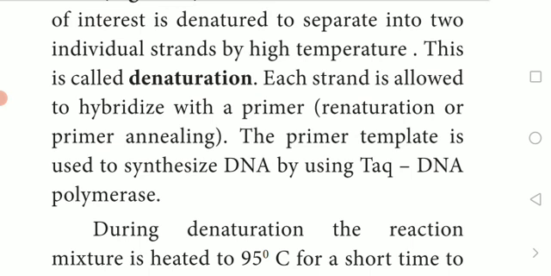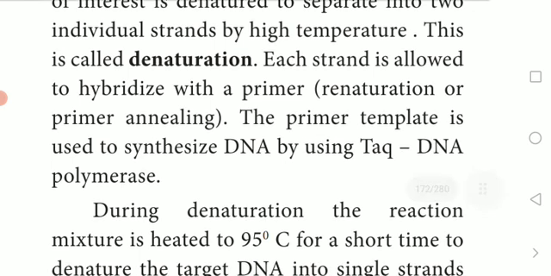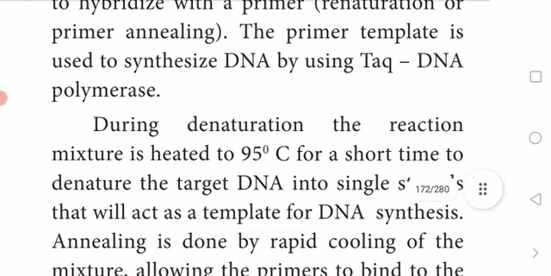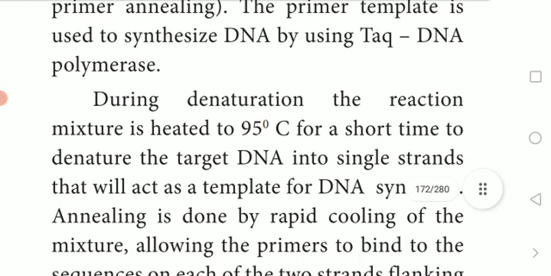The technique was developed by Kary Mullis. Just underline, take a textbook, and underline Kary Mullis. He got the Nobel Prize in the year 1993. There are 3 steps used in the polymerase chain reaction. What are the 3 steps? Denaturation, primer annealing, and primer extension. These are the 3 steps.